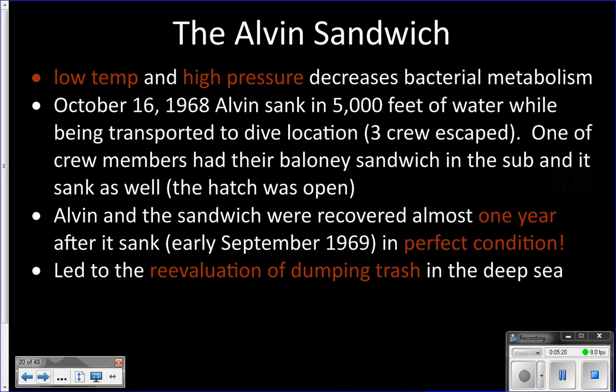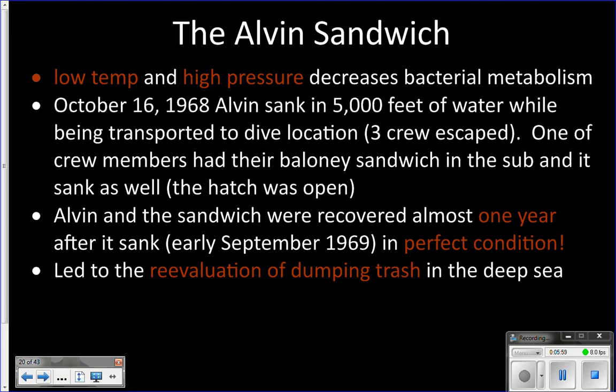Alright. How we actually discovered that all of these life processes are occurring at such a slow rate on the seafloor was by accident. They had an accident on a dive, and that's how they discovered that bacteria grow really slowly down here. They were preparing to dive in Alvin, and there were 3 guys that were going to go on this dive down to the seafloor, and one of the guys had put his lunch in Alvin in preparation to go down for a few hours.